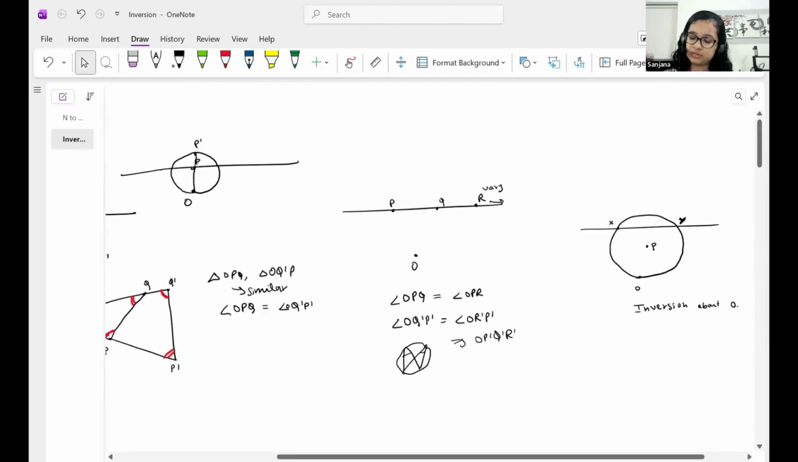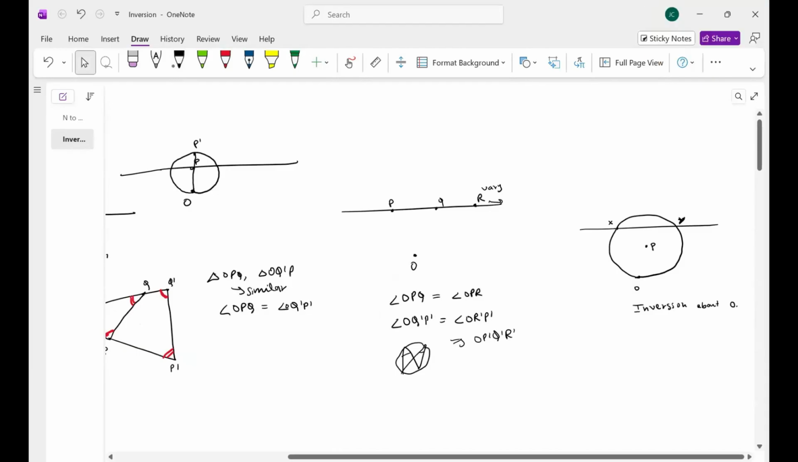So I hope everything so far was clear. If there's any doubts, please ask. Inversion about O with what radius? Or does it not matter?